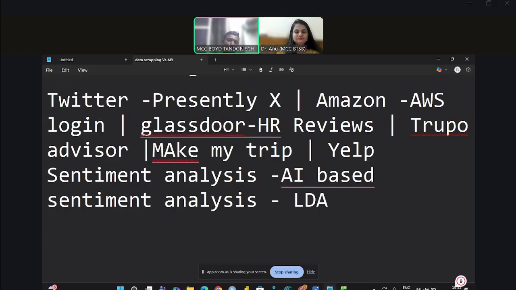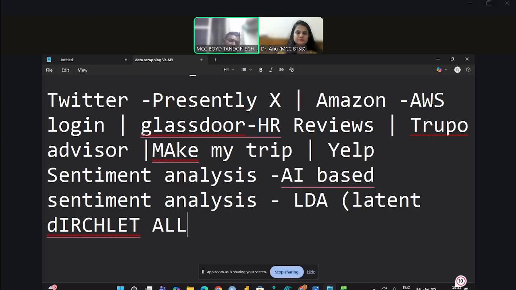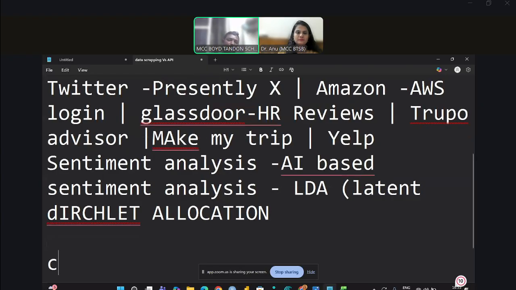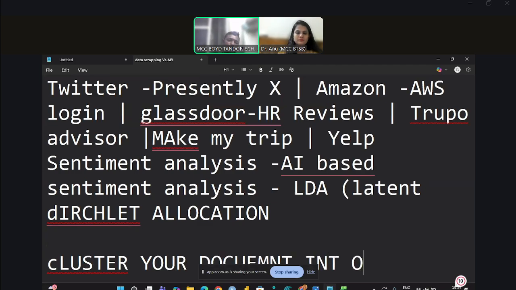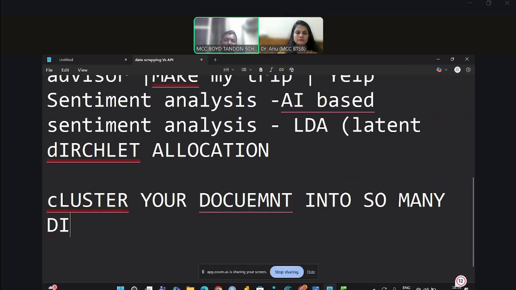We are carrying out sentiment analysis. After that, you can do LDA, madam. That is called LDA, latent Dirichlet allocation. We are going to show that also in the forthcoming session. So what is LDA? LDA will cluster your documents into so many divisions, and it will give you some insights.